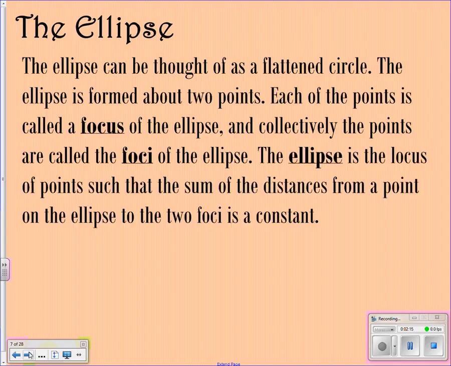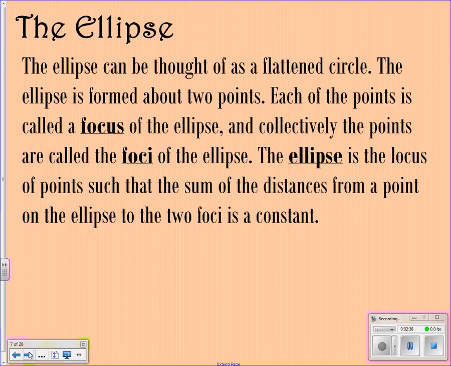The ellipse is the locus of all points, such that the sum of the distances from a point on the ellipse to the 2 foci is a constant. And I'm going to show you a picture in just a second. But it's going to be the locus of points, so all of the points, such that the sum of the distances from any point on your ellipse to your 2 foci is a constant.